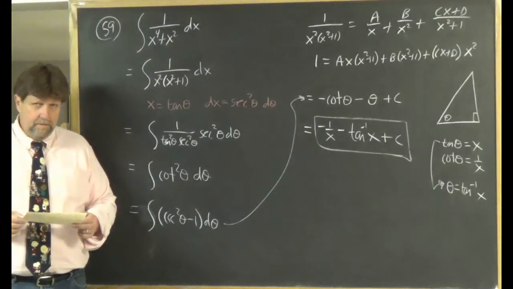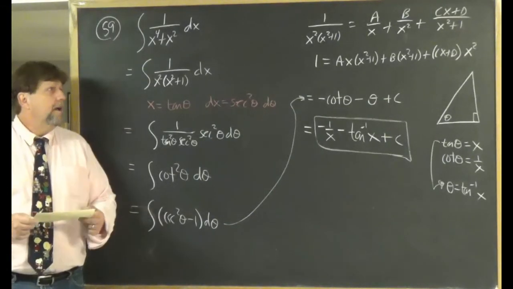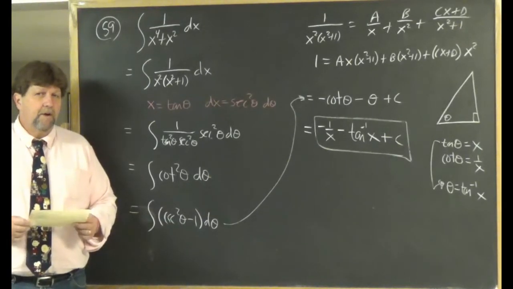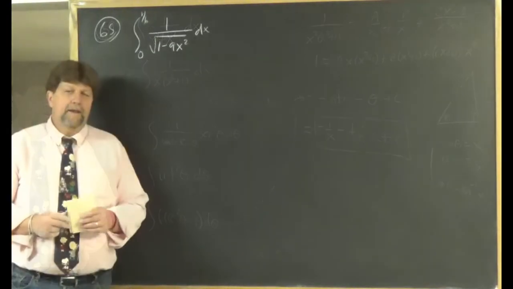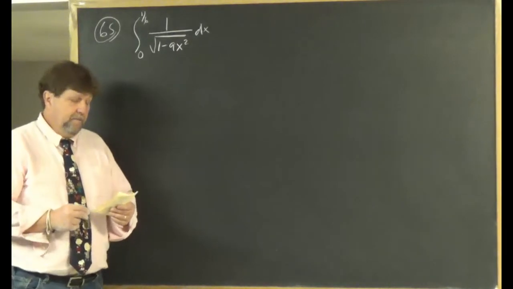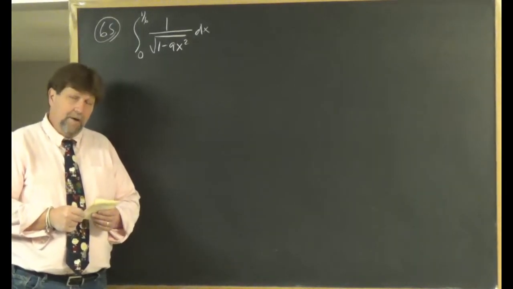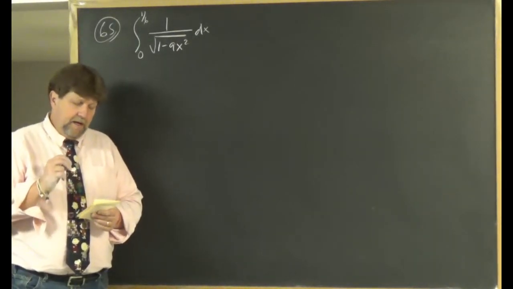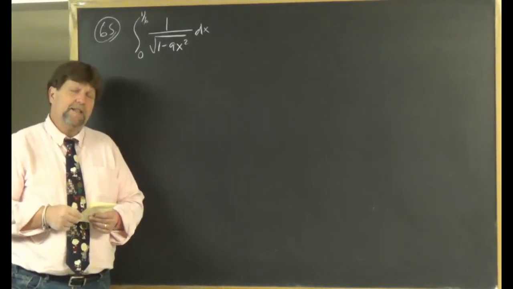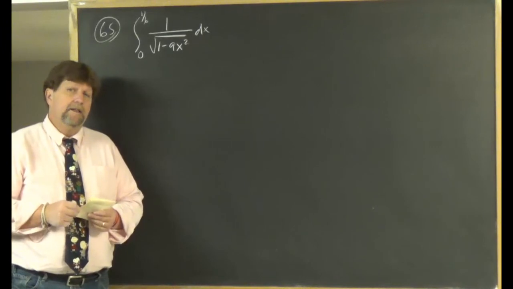So let me write down the next example that we're going to look at. I'll be right back, and we have another example that we're going to do. All right, the next example I thought we would do is number 65 in your book. It's integrating from 0 to 1 over 6 the integral of 1 over square root of 1 minus 9x squared dx.